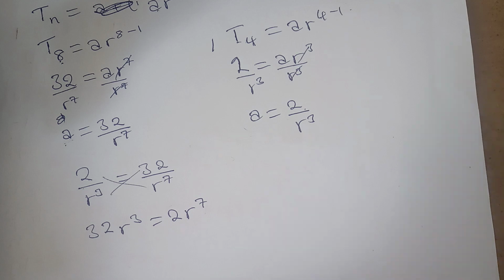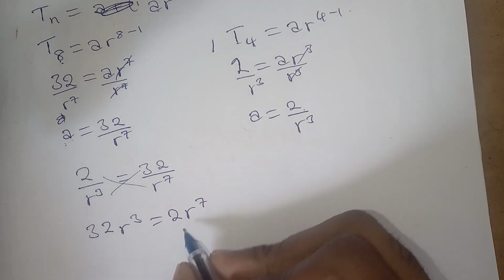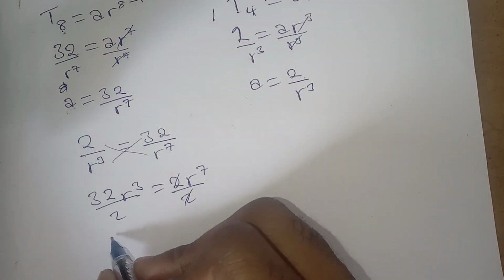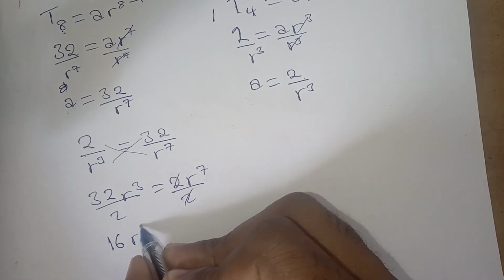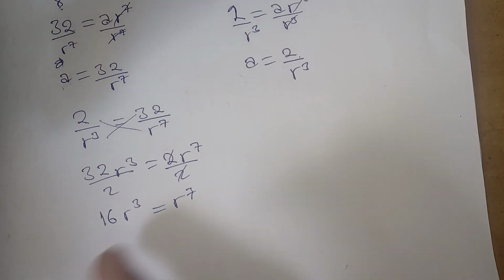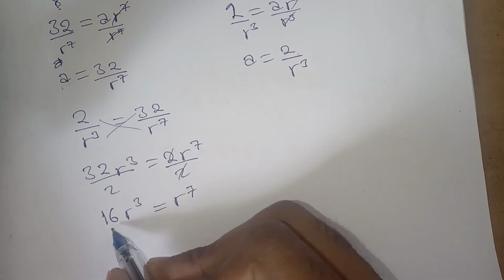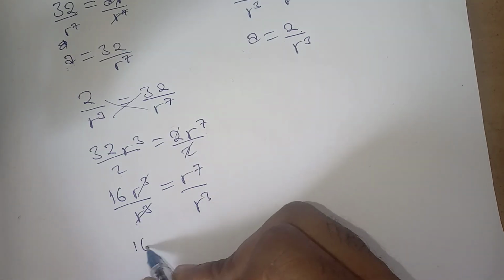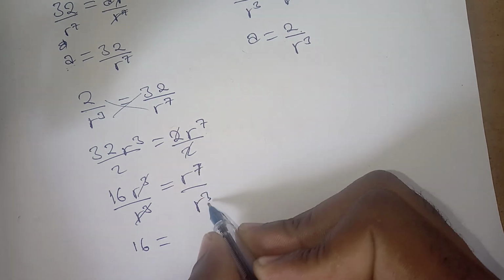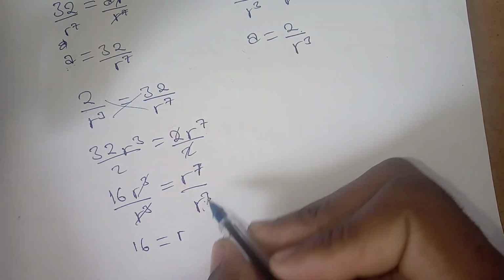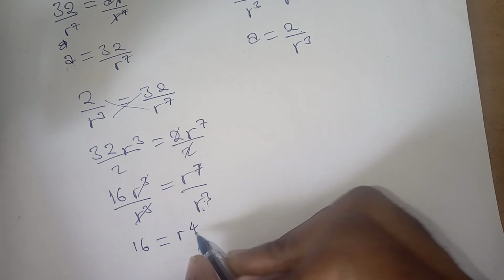And then you can have all the r terms on one side and all the non-r terms on the other. So to do that, I can start by dividing both sides by 2, so that I have 16r to the power 3 is equal to r to the power 7. And then further, I can divide both sides by r to the 3, so that this and that goes. And then using rules of indices, you agree with me that we can just subtract the powers. So 7 minus 3 here will be 4.